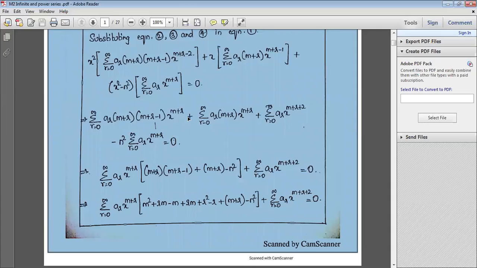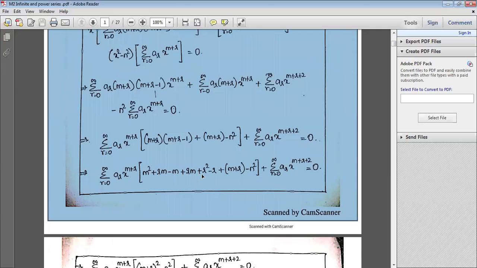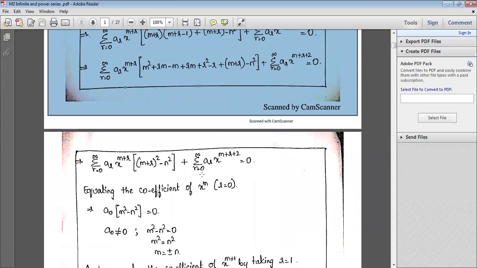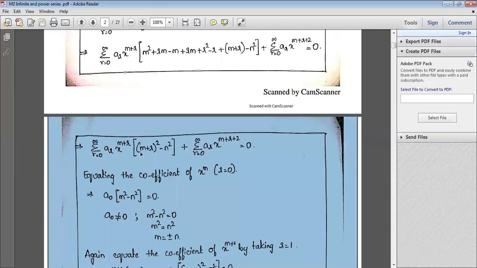The important thing is a_r is common, x power m plus r is common, a_r is common, x power m plus r is common, a_r is common, x power m plus r plus 2 is common. You will get this step. In the next case, the same procedure will follow. Take the common terms, substituting. Finally, we will get two coefficients: a_r x power m plus r, and this is 1.